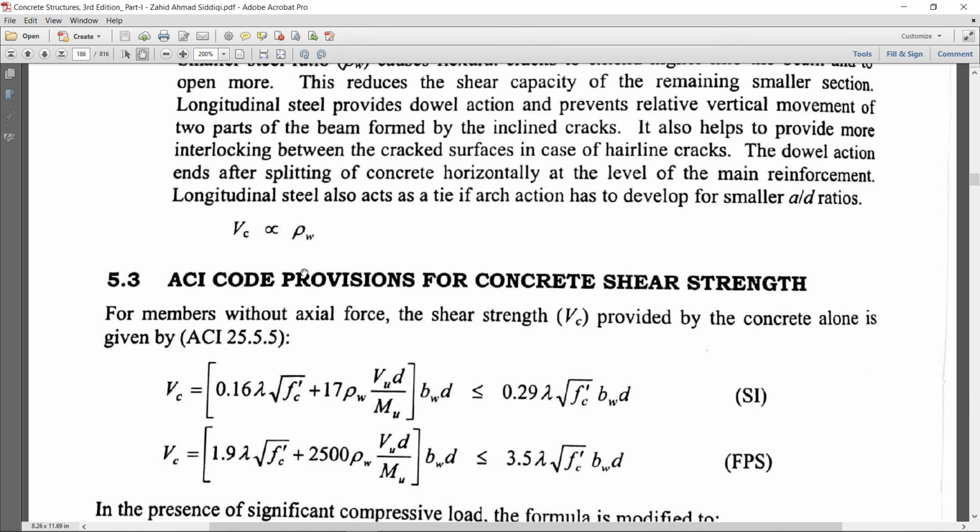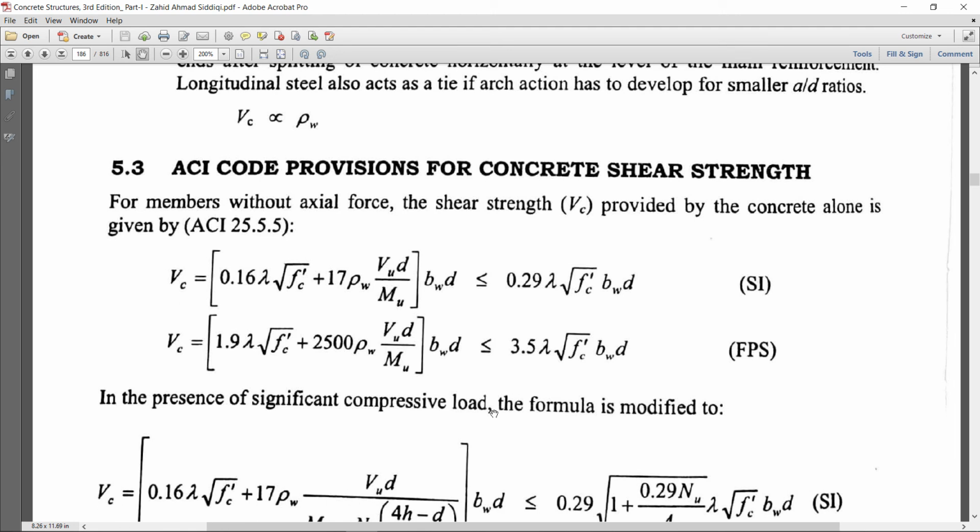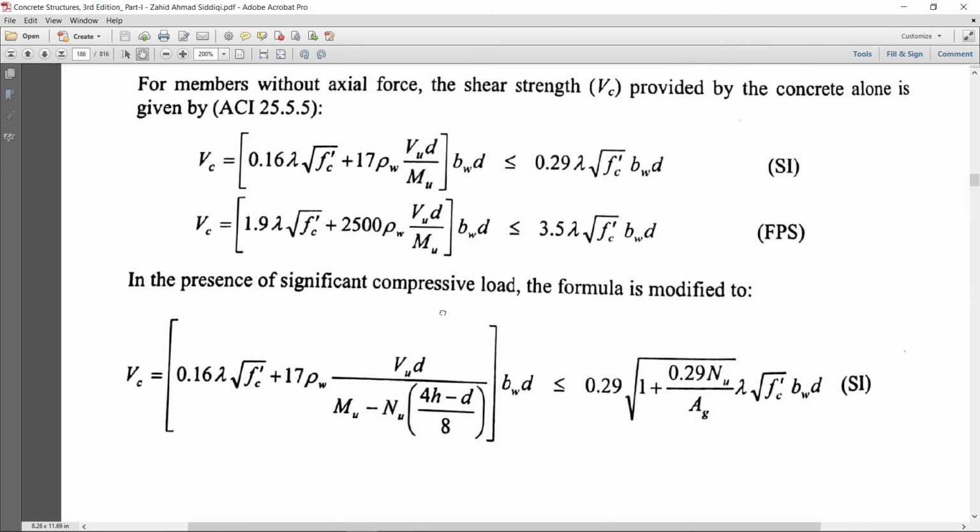Here is how to calculate the concrete shear capacity. That is the ACI code provision for concrete shear strength, or the shear capacity, Vc as per ACI. Vc equals 0.16 lambda. Again, I will discuss the formula in detail when I do the example. That is the SI, System International, formula; there is also the FPS system. This formula is used when the axial force is minimum or negligible, and if there is an axial force present, as in a frame member, then the concrete capacity formula is this one.